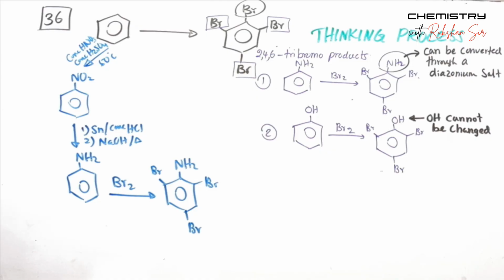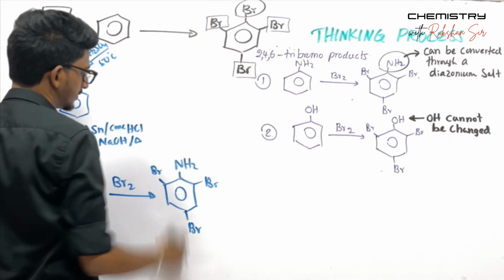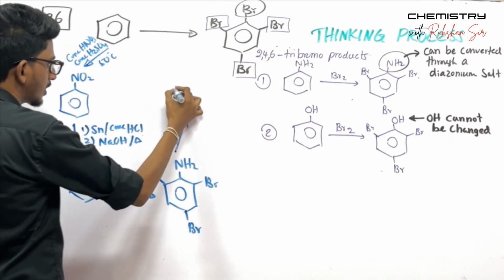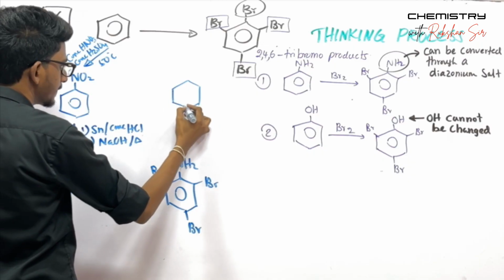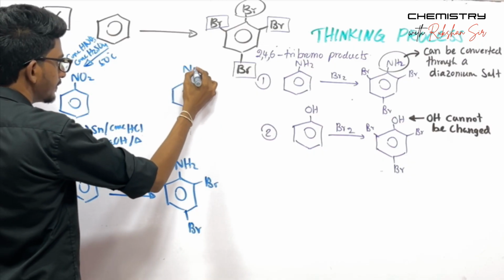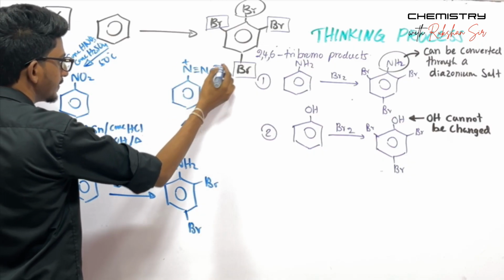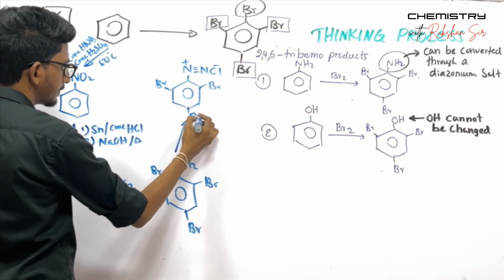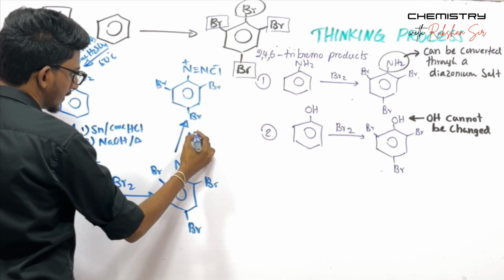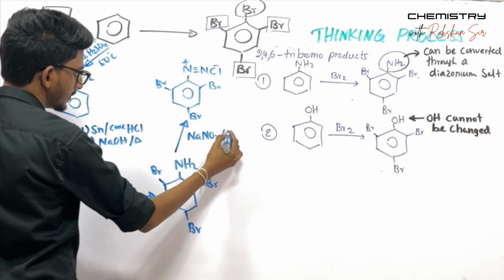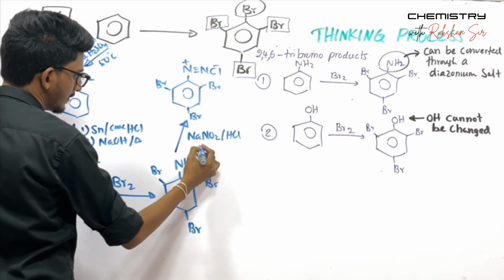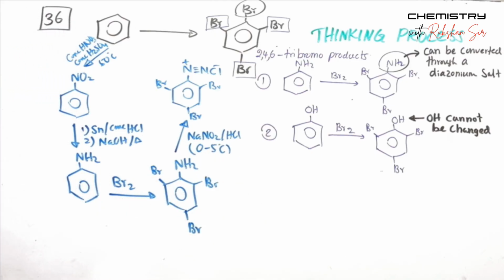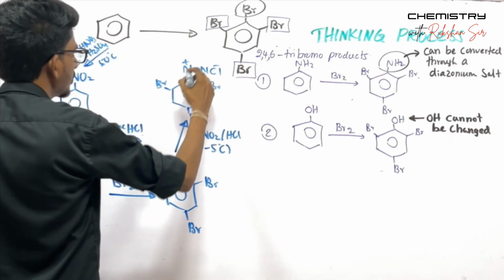Now we need to convert this NH2 to the Br. So we can do that through a diazonium salt. Let's make the diazonium salt into the chloride. For that, NaNO2 and HCl should be added at 0 to 5 Celsius.